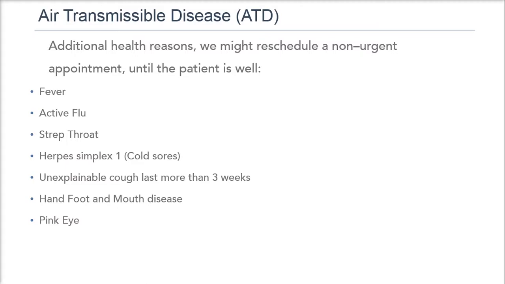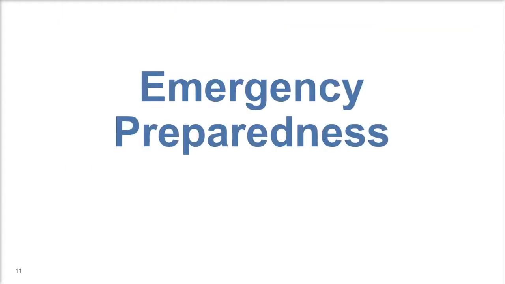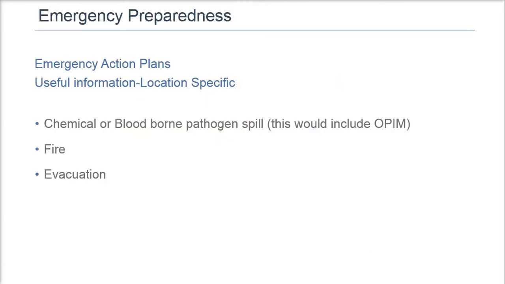Emergency preparedness. There are various emergency action plans that are location specific, meaning each location will have their very specific evacuation routes, meeting places, and service locations specific to that particular practice. Our emergency preparedness plan includes spills as it relates to chemical or bloodborne pathogen, fires, as well as evacuations.